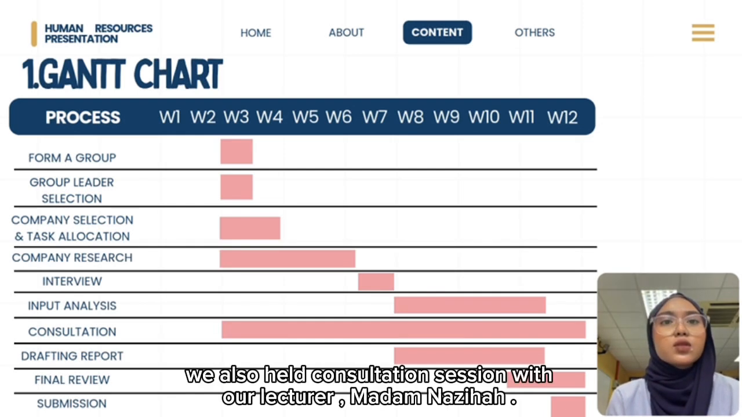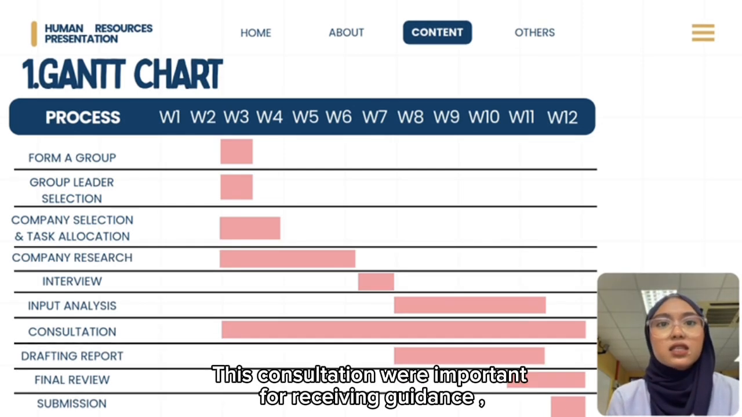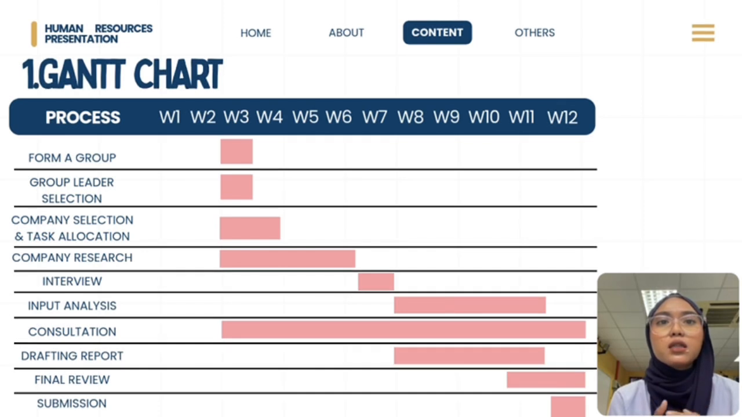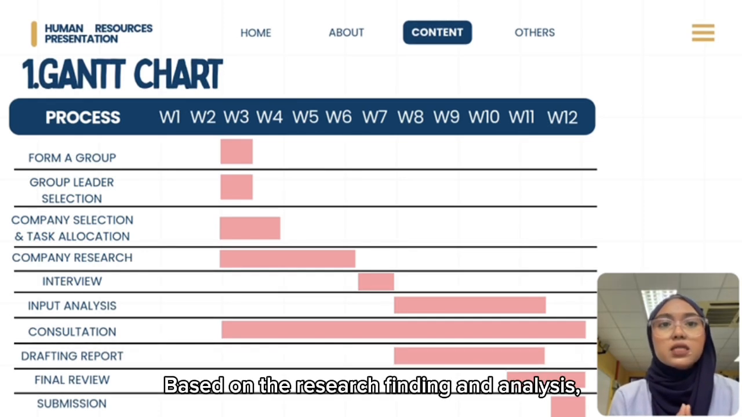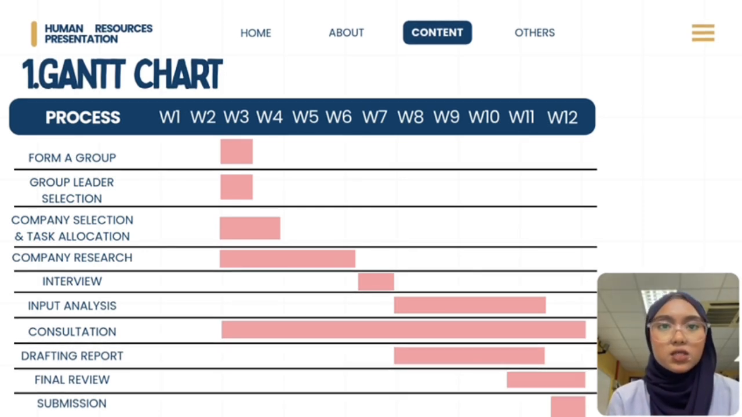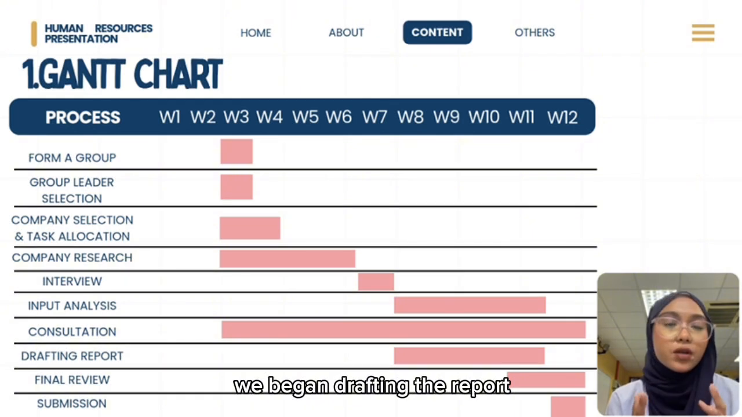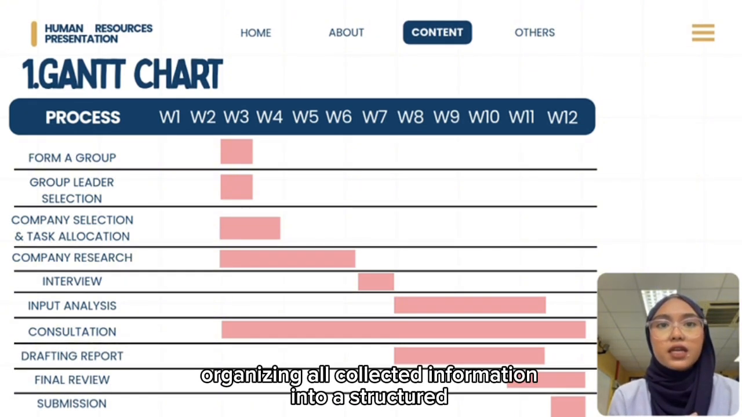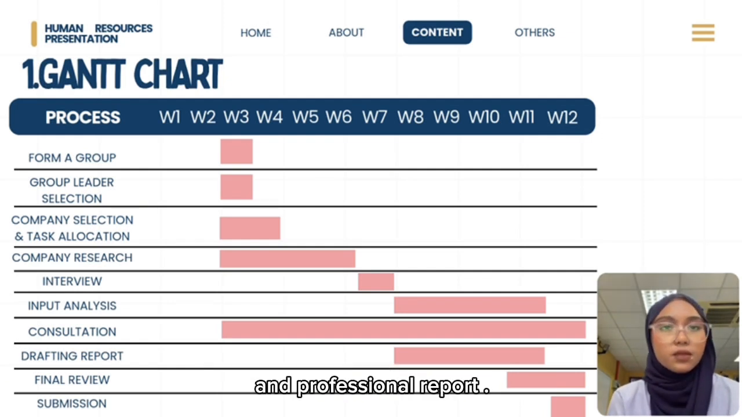Throughout the project, we also held consultation sessions with our lecturer, Madam Naziha. These consultations were important for receiving guidance, feedback, and ensuring that our work meets the required academic standard. Based on the research finding and analysis, we began drafting the report from week 8 to week 11. This stage involved organizing all collected information into a structured and professional report.